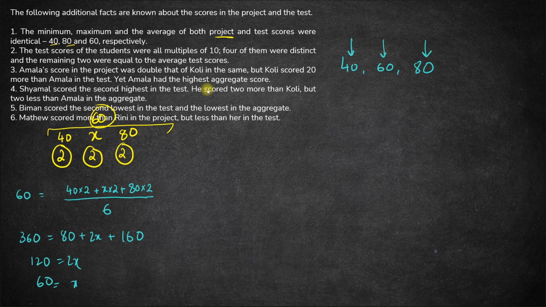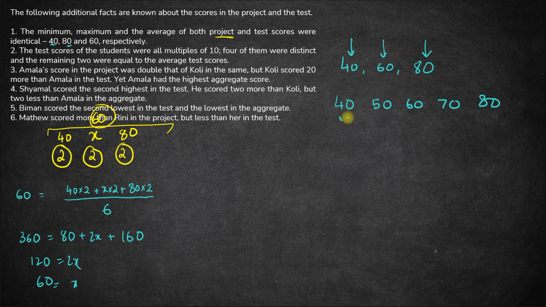Okay. Now coming to the test. For the test also the minimum and maximum are 40 and 80 and the average is 60, right? And for the test, it is also given that the test scores of students were all multiples of 10. 4 of them were distinct and the remaining 2 were equal to the average test score. Okay, so the minimum is 40, the maximum is 80. So the scores in the test could have been 40 and multiples of 10: 40, 50, 60, 70, 80, right?